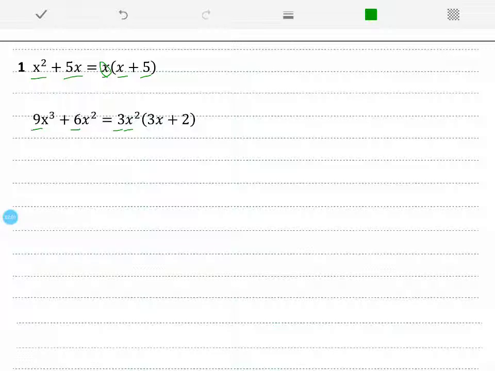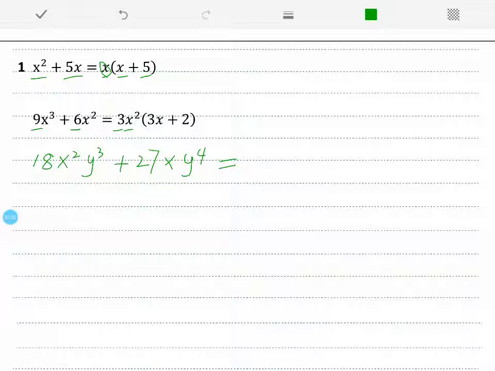I'll give an example like 18x squared y cubed plus 27x y to the power 4. Now, what would be the largest common factor? Let's see, it's not times, oh yes, it's plus, not times.